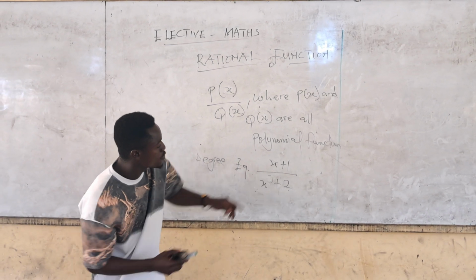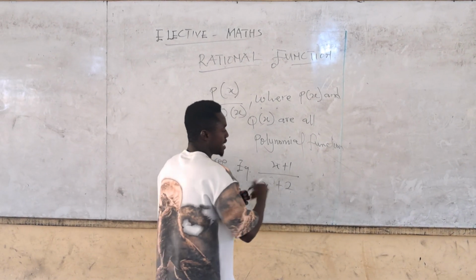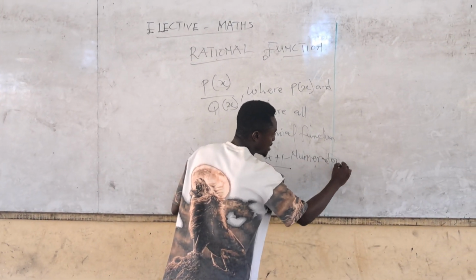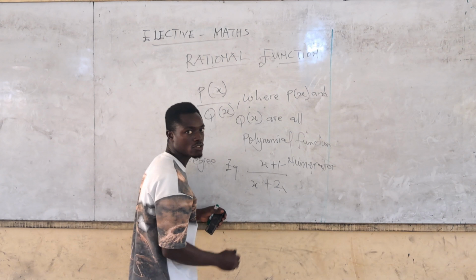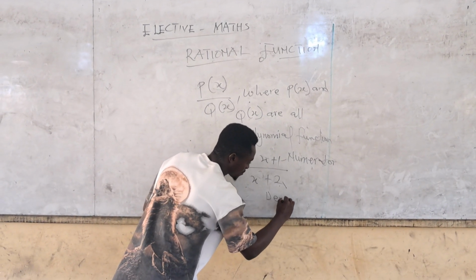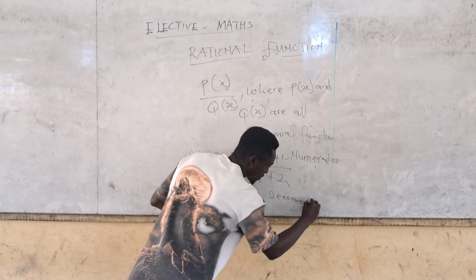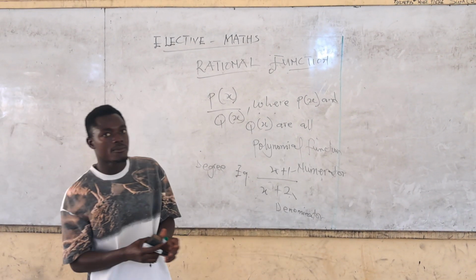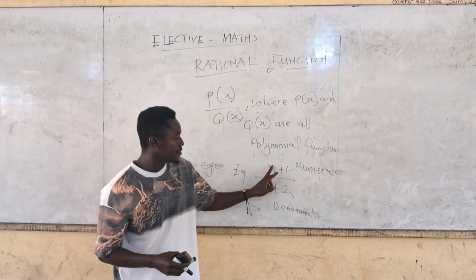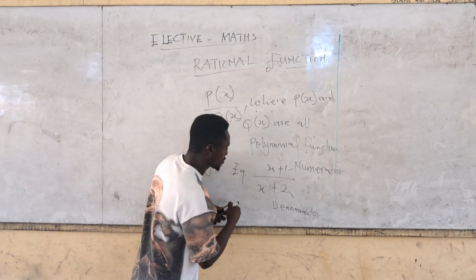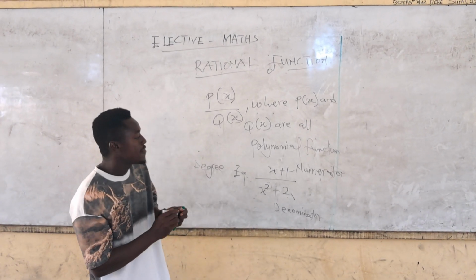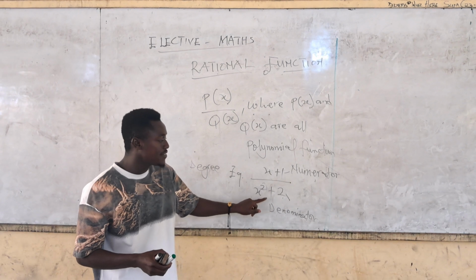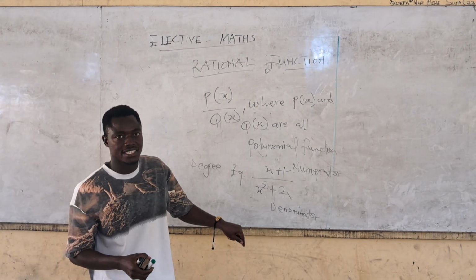We know that what is up here is called the numerator, and the one down here is called the denominator. From our definition, whenever the degree of the numerator is greater than the degree of the denominator, then it's called an improper fraction.